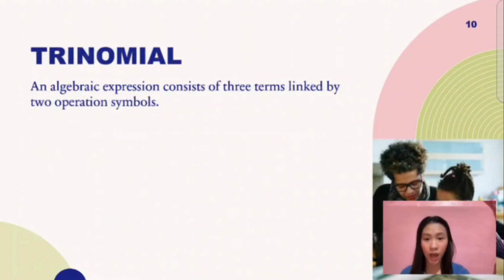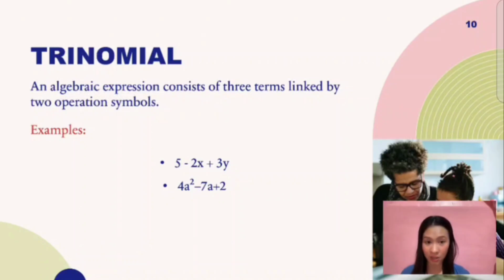And we have here a trinomial. A trinomial consists of 3 terms linked by an operation, either plus sign or minus, addition or subtraction. You have here examples 5 minus 2x plus 3y, and 4a squared minus 7a plus 2. And again, we have here our operation symbols, which are the plus and minus, the addition and subtraction.